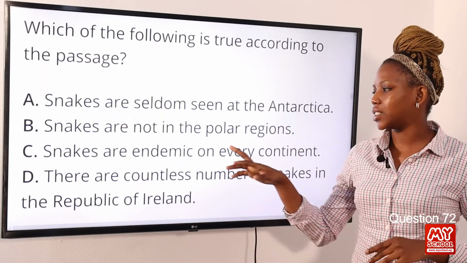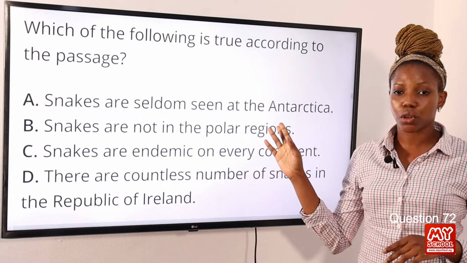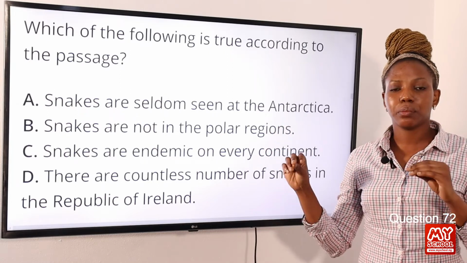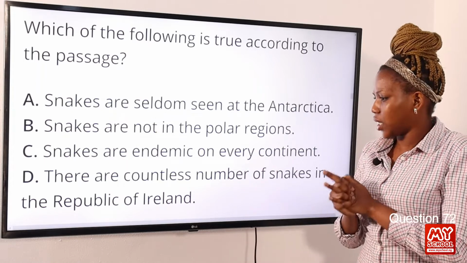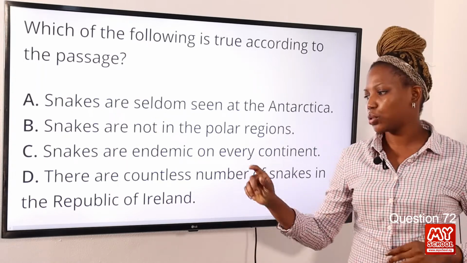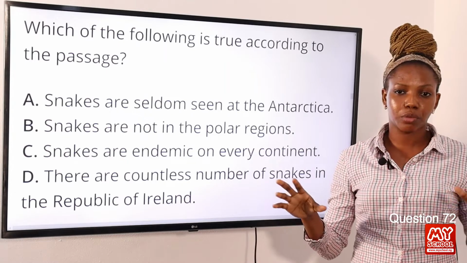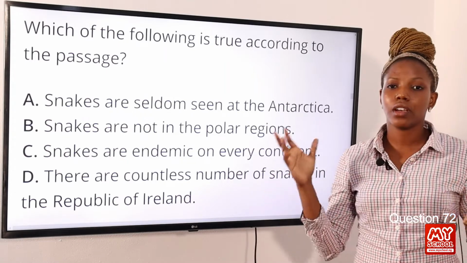Option B, snakes are not in the polar regions. This is false also because they are located in parts of the polar regions. Option D, there are countless numbers of snakes in the Republic of Ireland. This is also not true because they are not found in the Republic of Ireland. So option C, therefore, is the correct answer to this question.